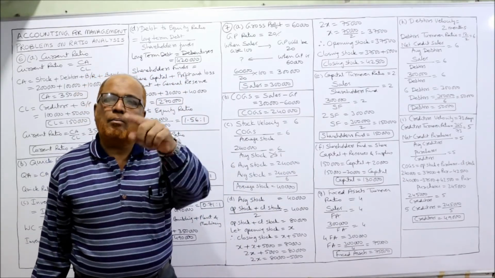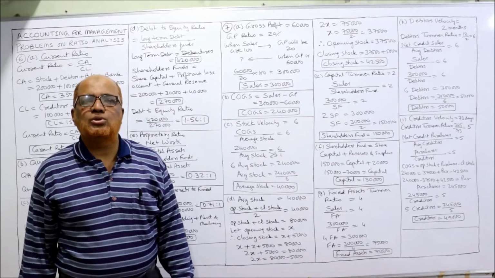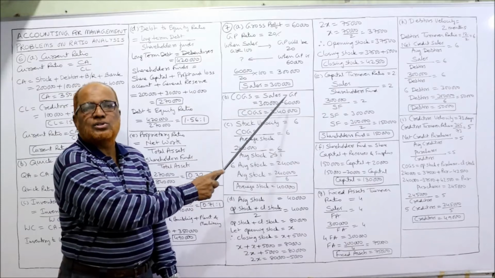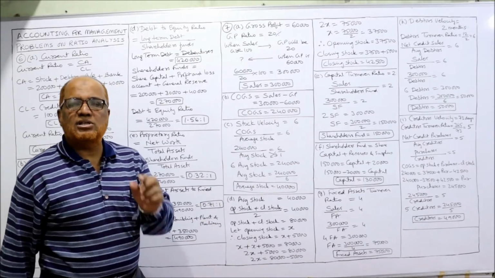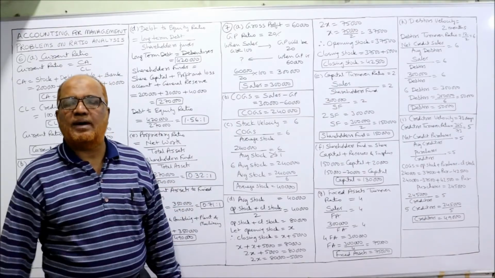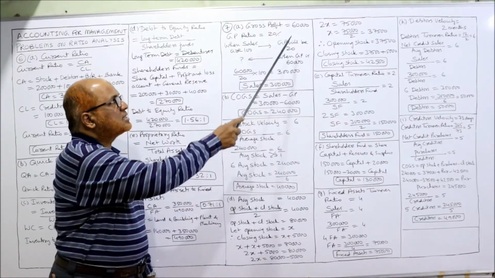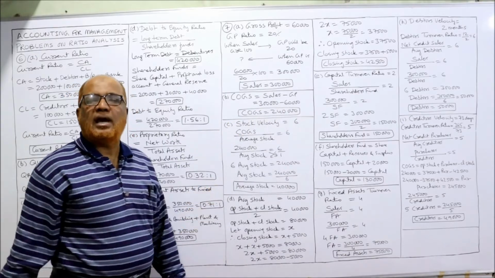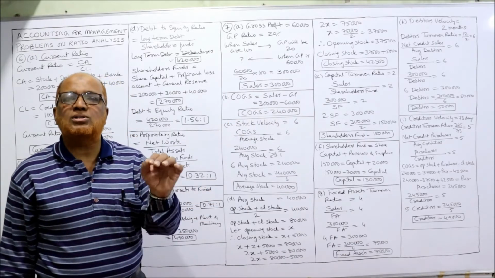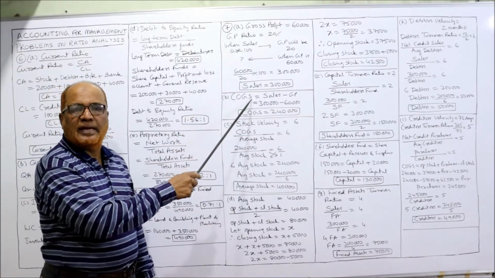Now sales minus gross profit, you will get cost of goods sold. So COGS, cost of goods sold, is equal to sales minus GP, gross profit. So 3 lakh sales, 60,000 GP. So 2,40,000 is the cost of goods sold.